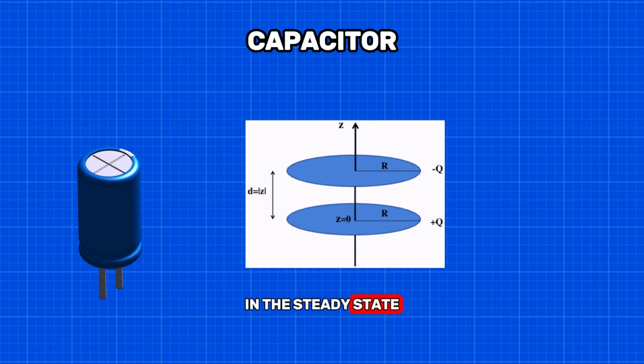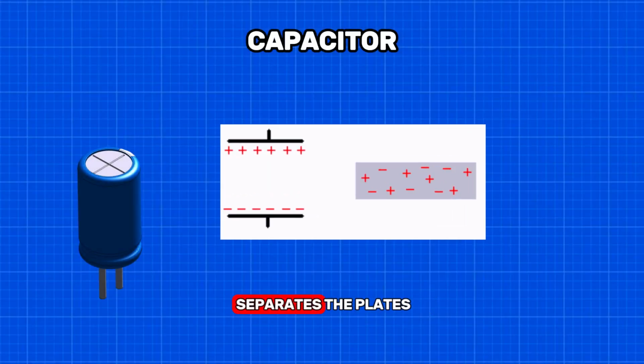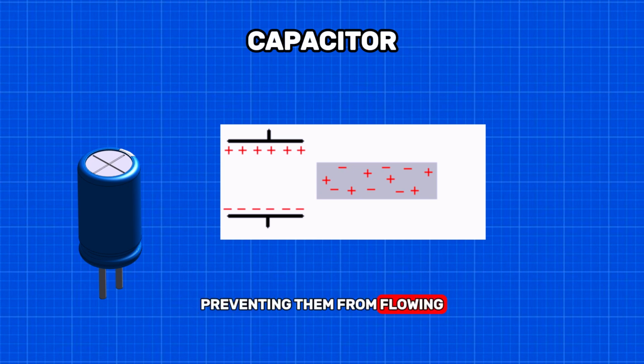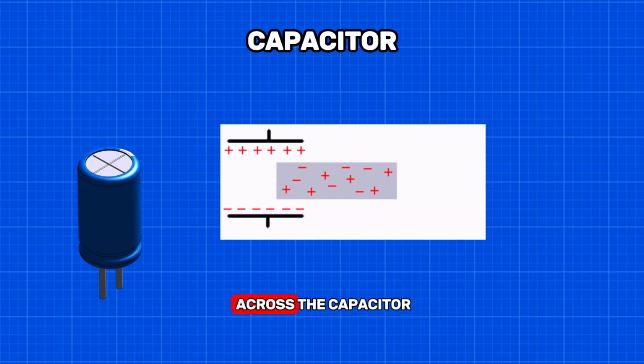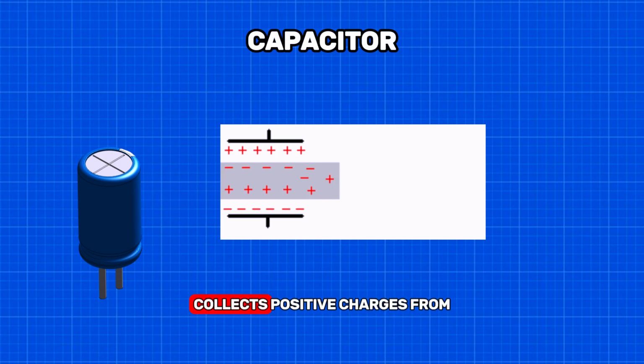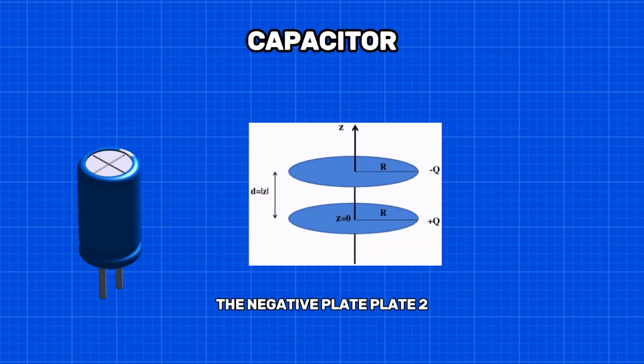In the steady state, the current tries to flow through the capacitor. It wants to go from the positive plate to the negative plate. But an insulating material separates the plates, preventing it from flowing. An electric field appears across the capacitor. The positive plate, plate 1, collects positive charges from the battery. The negative plate, plate 2, accumulates negative charges.